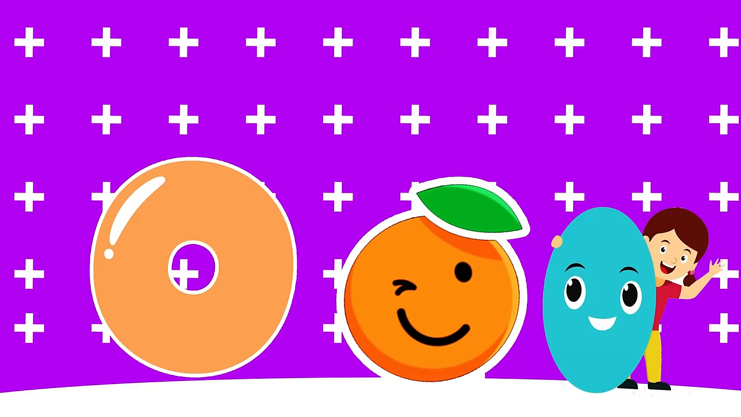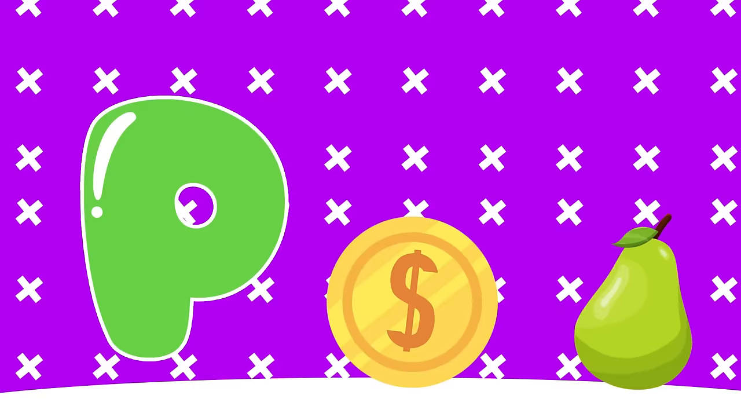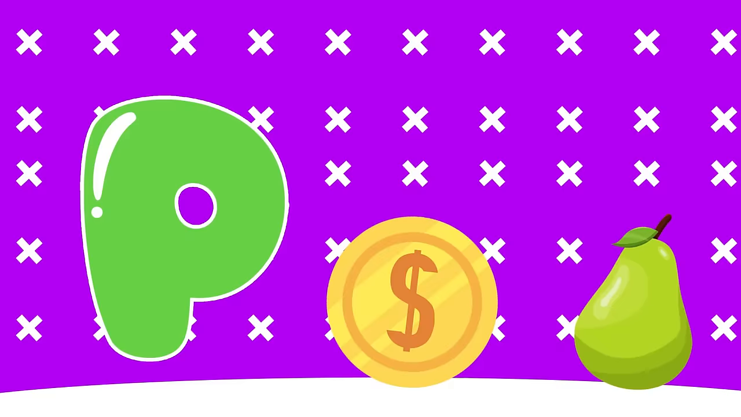P is for penny, p, p, penny. P is for pear, pear. P is for penny. P is for cat.